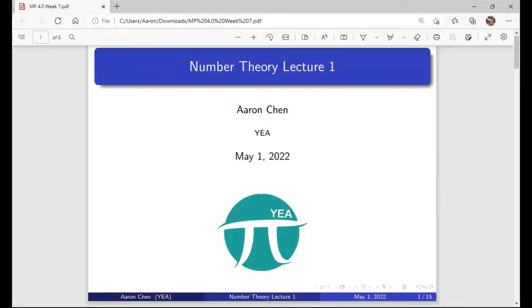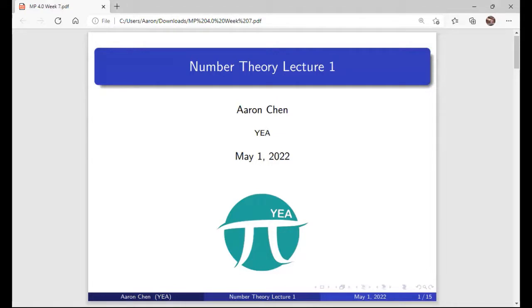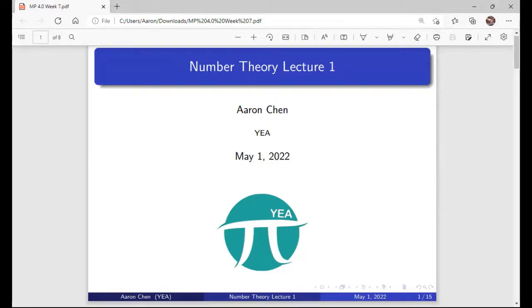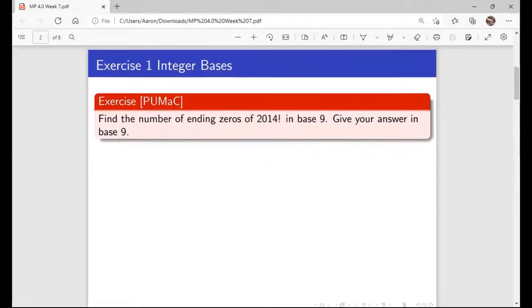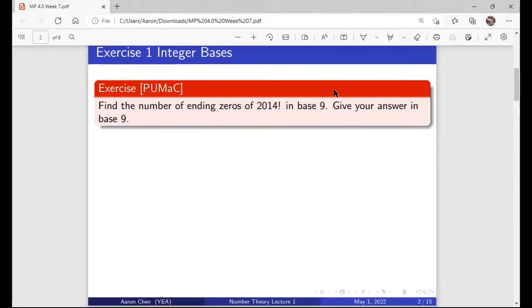Okay, yeah. So this is the first lecture on number theory. And so the first exercise will be with integer bases, or well, just bases in general, really.